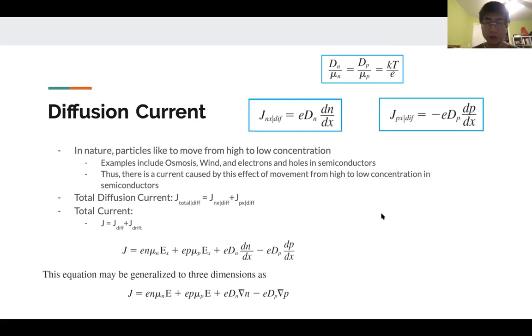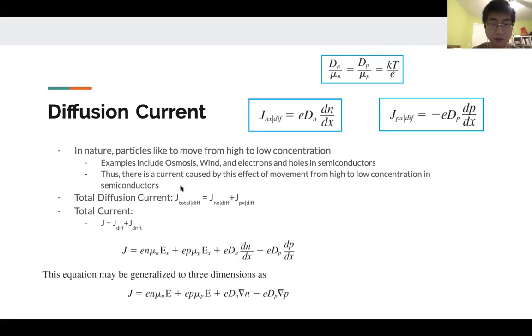For diffusion current, there's two currents. There's drift current and there's diffusion current. For diffusion current, it's basically stuff moving from high to low concentration. So it's like osmosis, wind going from high pressure to low pressure, right? And also you have electrons and holes in semiconductors. So basically there's a current caused by this effect, moving from high to low concentration. Because whenever you have a carrier electron or hole that moves, it creates a current.